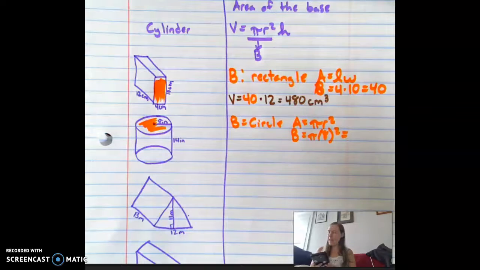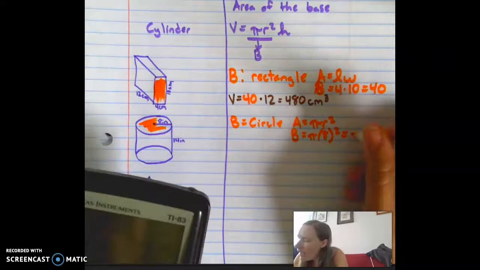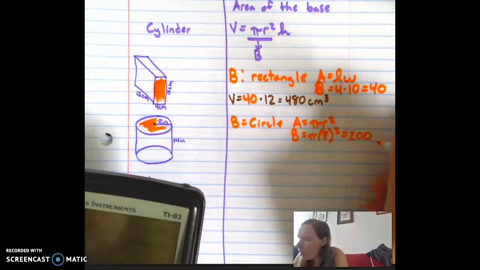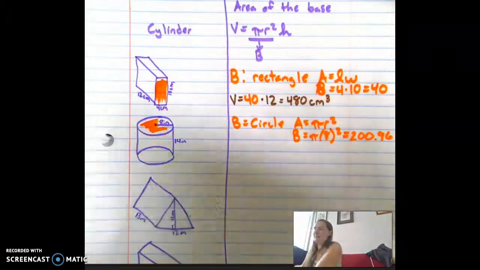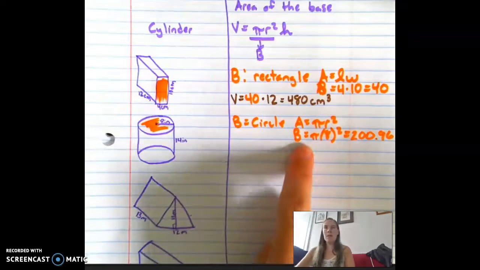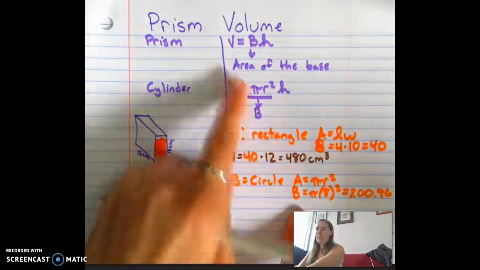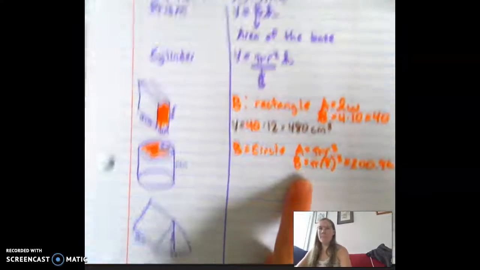Again, I'm going to get out my rectangular prism of a calculator. I'm going to do 8 squared, which is 64, times 3.14, because that gives me pi. And that gives me my big B is 200.96. Again, I go back to my volume formula for our prism.